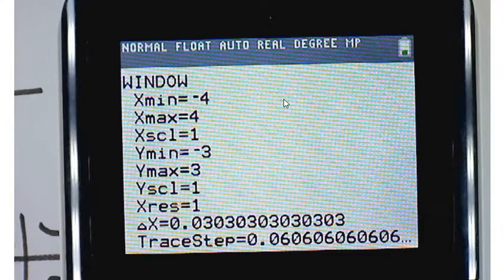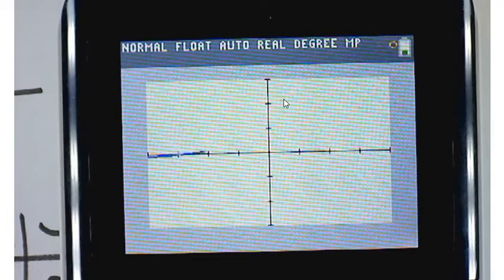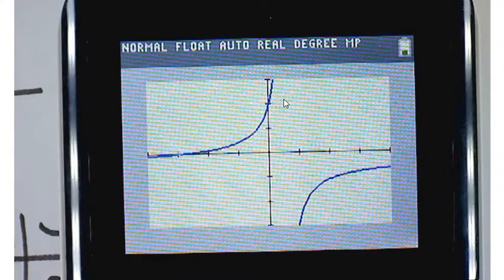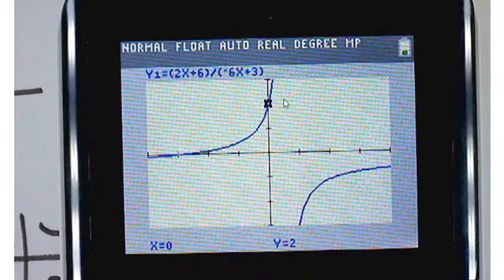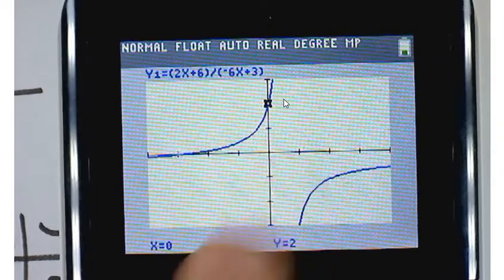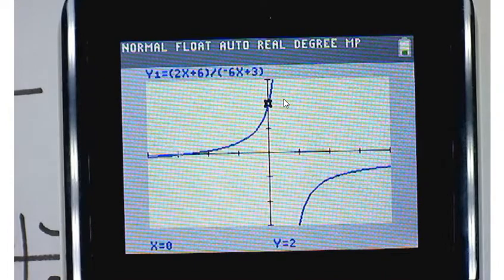And this is the window that I have here from previous work, -4 to 4, -3 to 3. Let's just see what that gives us. We can always make an adjustment. That doesn't look too bad. Now, there's a few things that I might want to verify as I look at this. One of the things I might want to verify is the Y-intercept. If you hit the trace key, it starts out by putting a point right on my y-axis, 0 and 2. Well, that's what we got earlier.